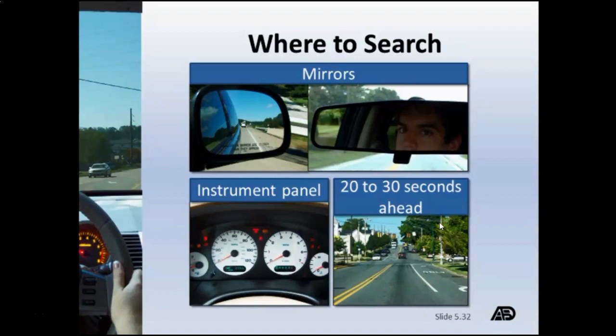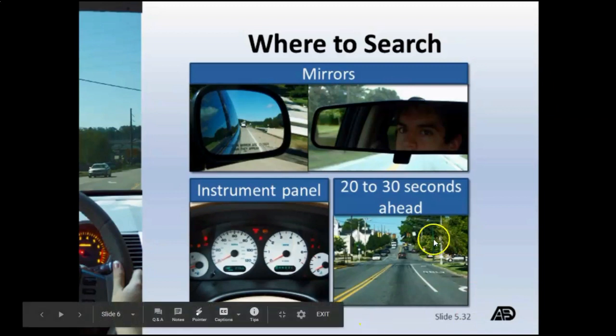So where are you searching? You look in three different locations: mirrors, instrument panel, and 20 to 30 seconds ahead. The problem with most new drivers, especially on the first drive, if you have done some of your drives yet, is that all you do is look straight ahead so you don't crash and look at the speedometer. You don't look the other places. The most important place is 20 to 30 seconds ahead.